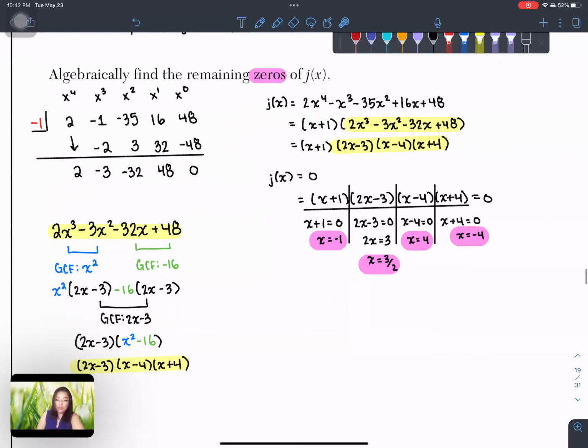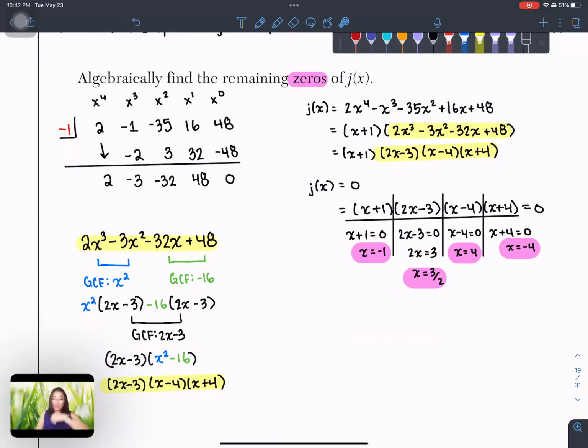For the zeros, what you have to do is factor this quartic function. And you already know that one factor is x plus 1, so you have to find the other factor. So we use synthetic division. You can use long division, but I think synthetic division will be quicker. Once you have it, you have a cubic function. Fortunately for you, you can factor it by grouping. So look at that, factor by grouping coming up again.